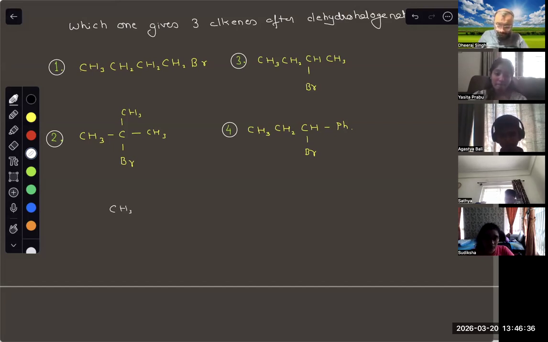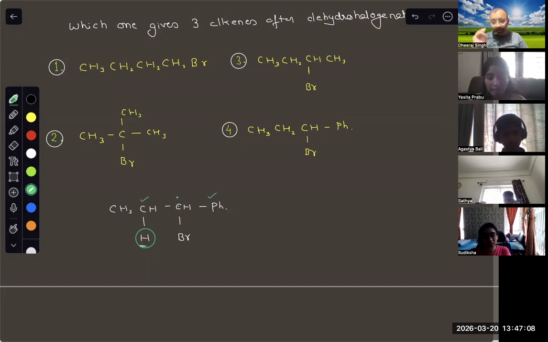So CH3, CH, H, CH, Br, and this is phenyl. So which hydrogen can come out? This one. Can any other hydrogen come out other than this? Adjacent to this carbon is what? This one or phenyl? Can hydrogen from that phenyl group come out?